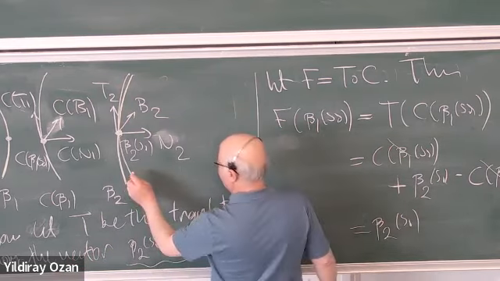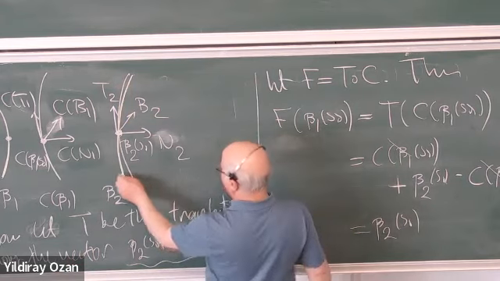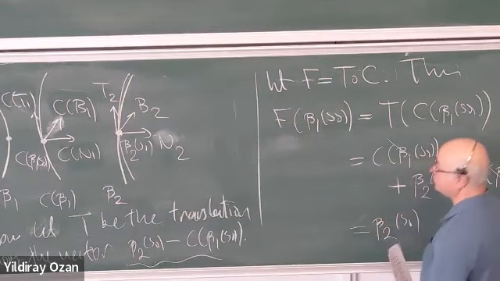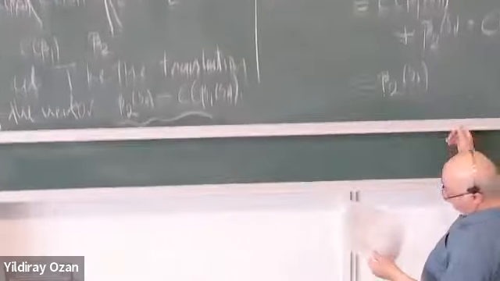So this white curve and the green curve are the same. How can we show that?